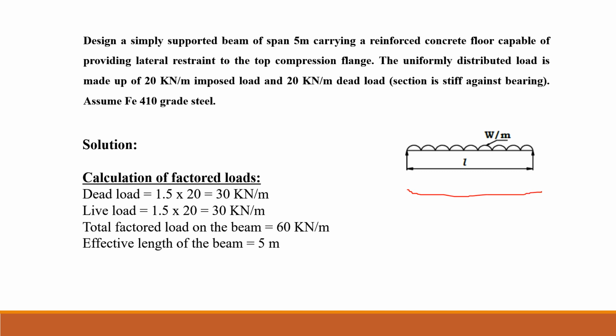The span of L meters carrying a load W. First of all, we should calculate the factored load. The dead load is equal to 1.5 into 20. The question gives 20 kN, so we take 20 kN. So the dead load is equal to 1.5 into 20, that is 30 kN per meter, and the live load is equal to 1.5 into 20, that is 30 kN per meter. Then the total factored load is the dead load plus live load, that is 30 plus 30, 60 kN per meter, and the effective length of the beam is 5 meters.